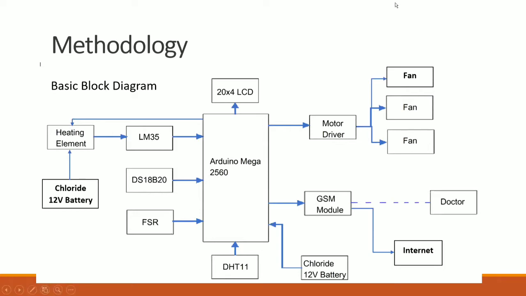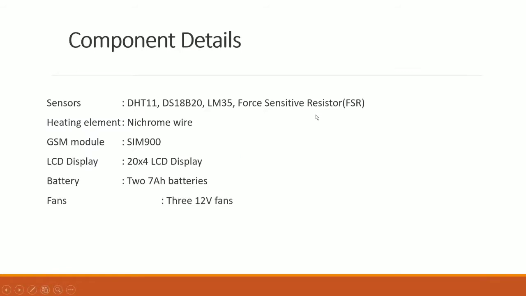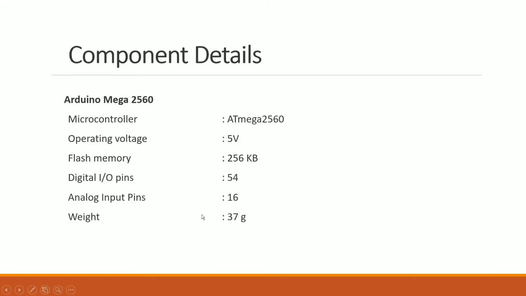Okay, there are three fans. One will be inside the heating element box, and two fans will be simultaneously placed on the surface of the infant incubator. So next, the component details, as I said earlier: DHT11 is the sensor, or LM35, and a force sensitive resistor. For the heating element, we are using nichrome wire, which has high resistance. So when electricity is passed through it, it gets heated up. This is a similar principle to that used in blow dryers. The GSM module is the SIM900 and we use 12 volt fans.